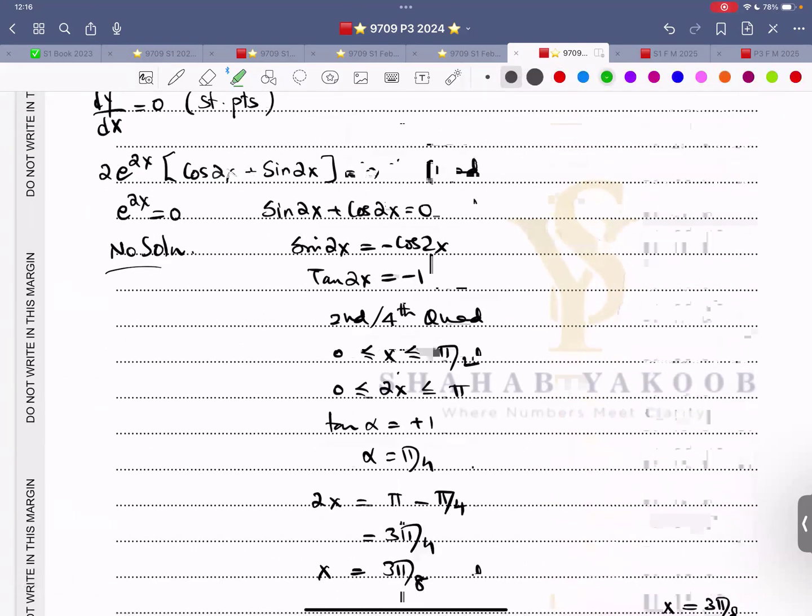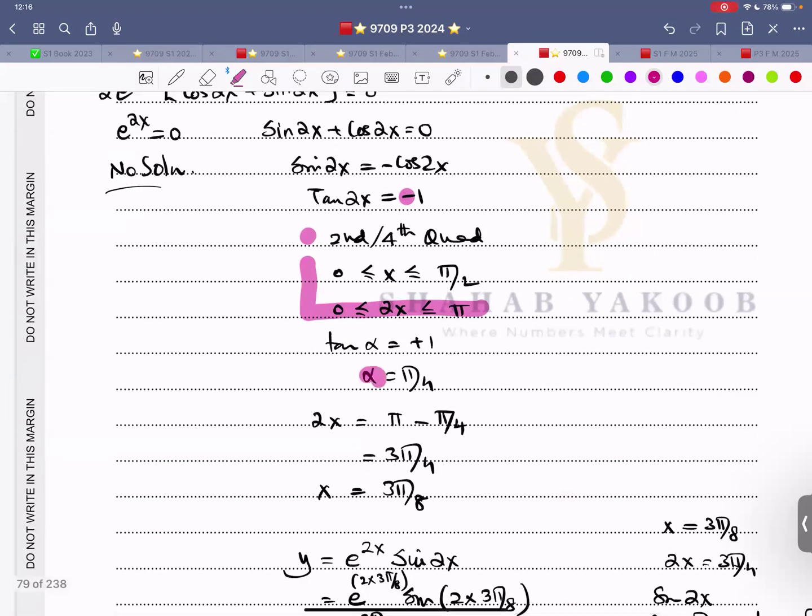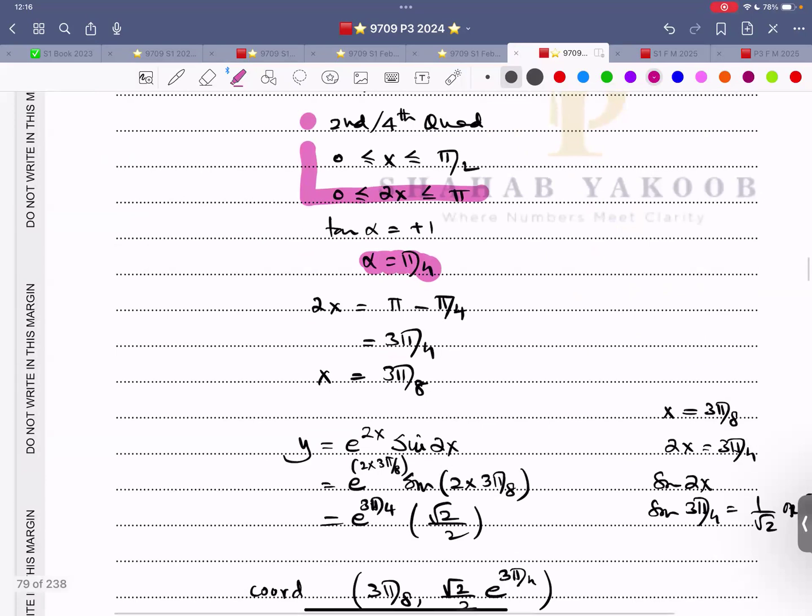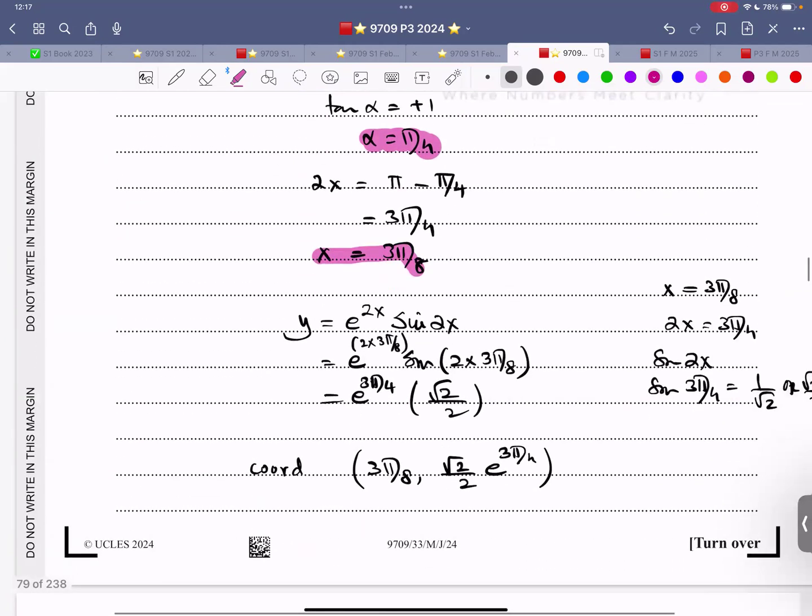There are 4 steps over here. The first step is the quadrant because of the negative sign. The second step is that modification of range. So x lies between 0 and pi by 2. Therefore, 2x lies between 0 and pi. Third step, calculation of the basic angle, always with a positive ratio. Fourth step, we are only dealing with one quadrant. That is the second quadrant. Therefore, x is this thing. X is 3 pi by 8. Plug in the equation and you get this thing. That is the answer for this, and that is the coordinate.